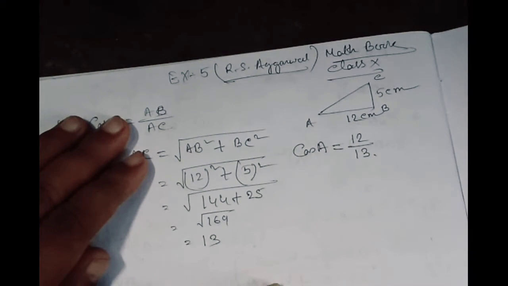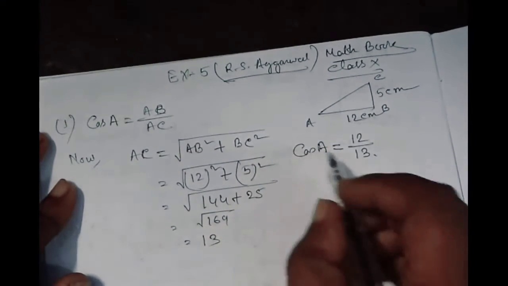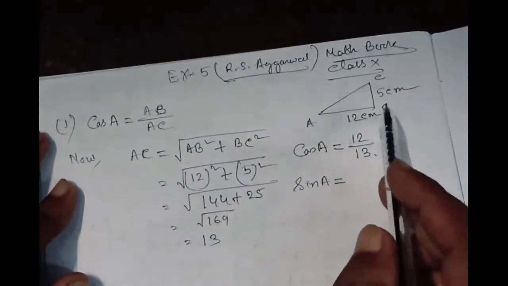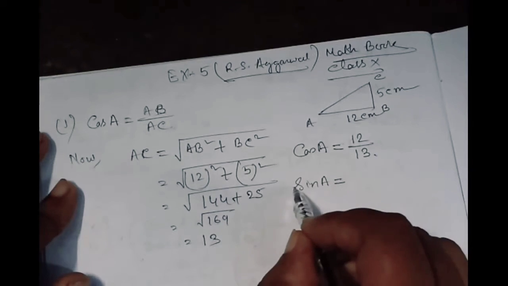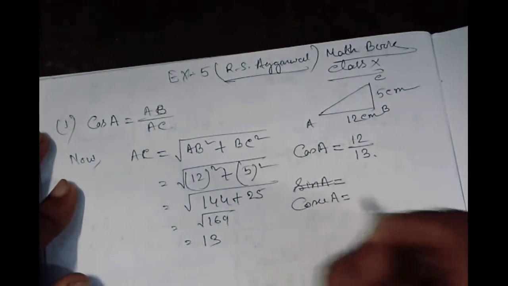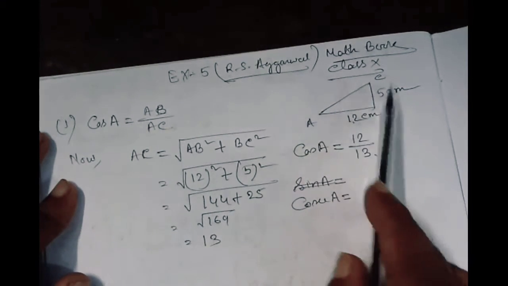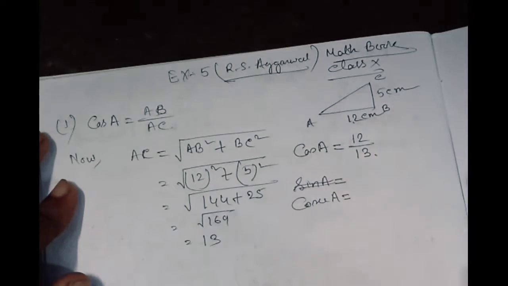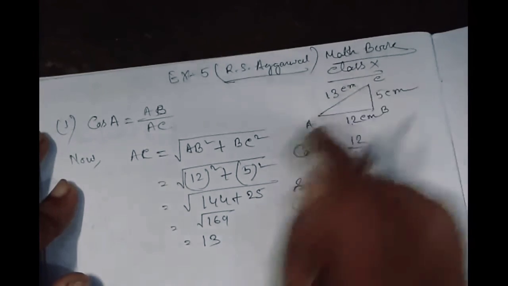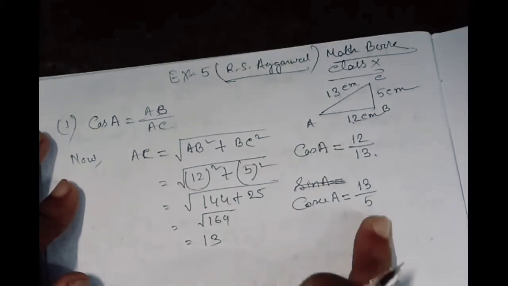Next, cosec A. Now cos A is equal to this, obviously sin A is equal to, we are just solving directly, cosec A is equal to hypotenuse by height. Okay, so hypotenuse is equal to 13 centimeter, so 13 by 5, this is cosec A.